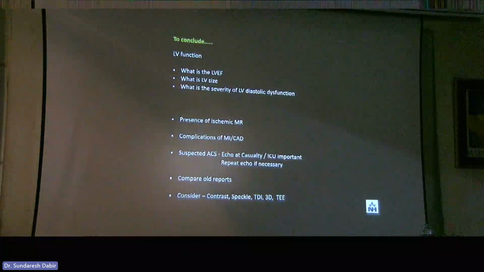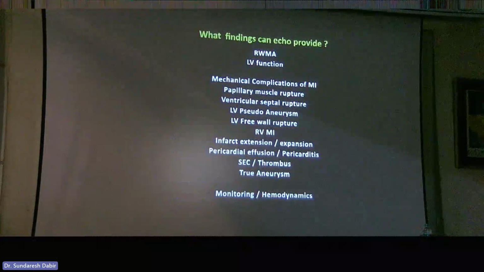Look at the LV size and severity of the diastolic dysfunction, ischemic MR, worsening, complications of MI, whether in the acute stage or in the later stage, and echo can be done in the casualty. So each area, wherever you do echo, has its own value. You should know in each different setting what findings you're going to be looking at. And always compare old reports. It's a good idea to look at them. And if you have the facility, look at the other additional imaging modalities. So these are the ones.